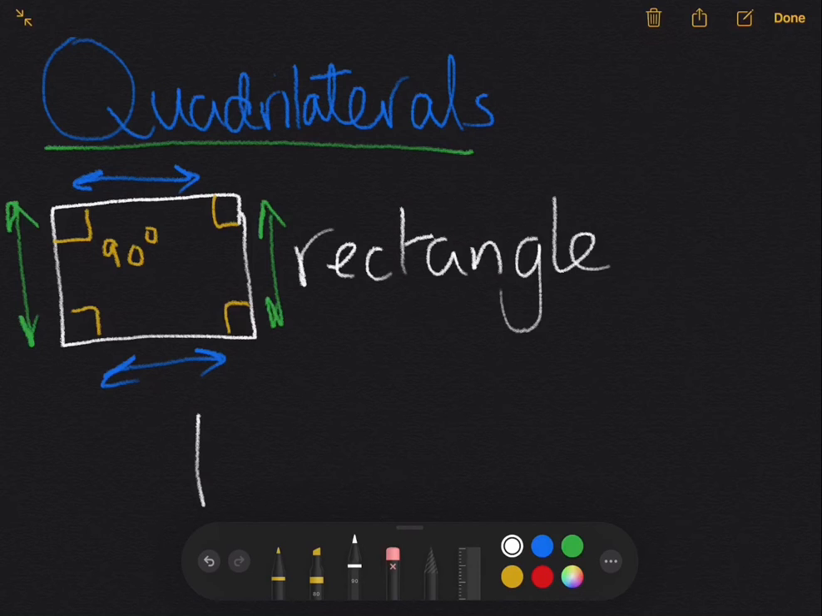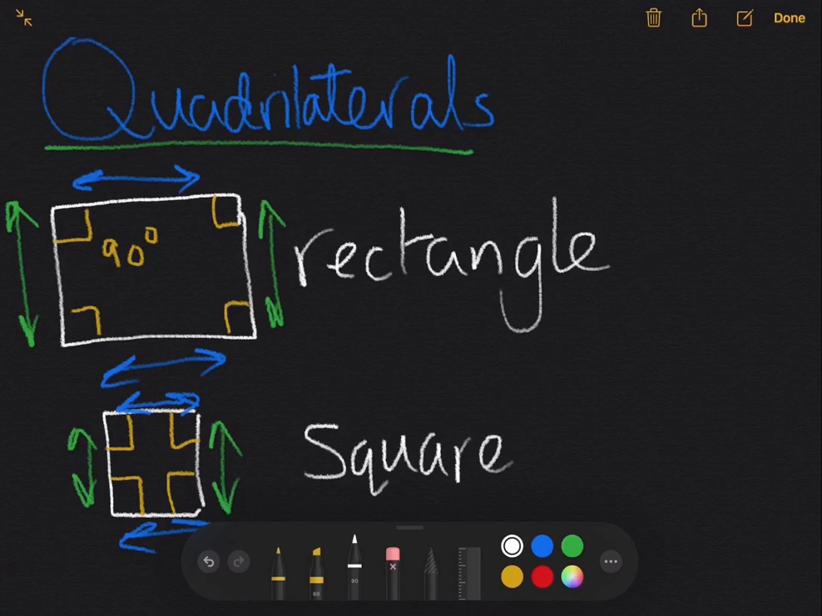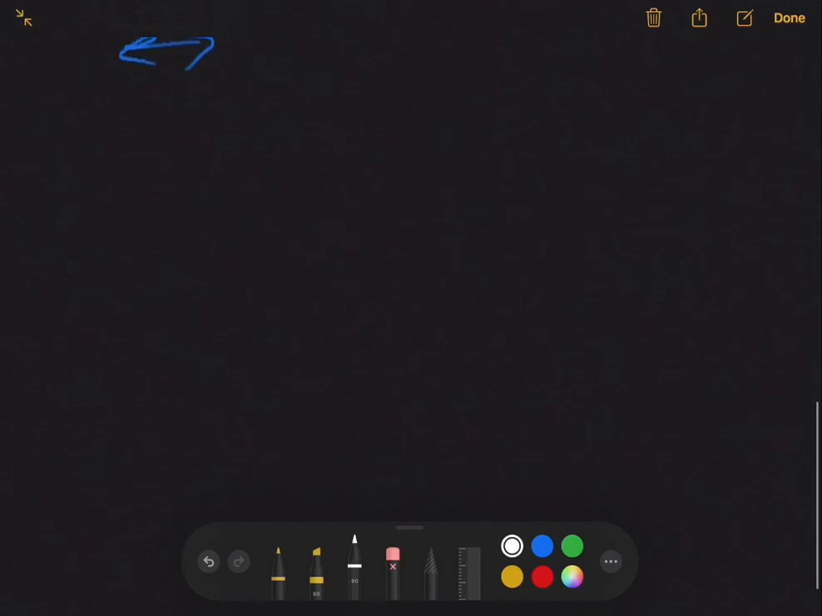Now, a square, funnily enough, is actually a type of rectangle, because a square also has 90-degree right angles, and it's also got 2 sets of parallel lines. But as you know, all the sides on a square are the same length. So, that's it, right? Wrong. There's an awful lot more quadrilaterals to talk about.